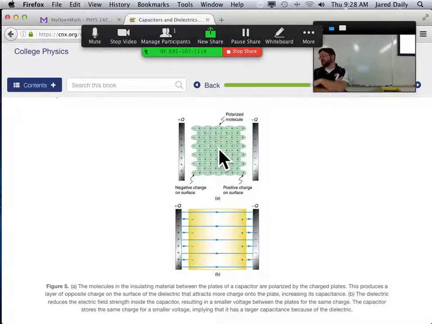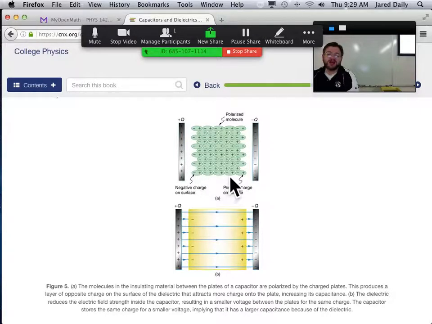Water polarizes, for example. Water is an insulator. It is not a conductor. Water is only a conductor when it's contaminated with things like salt and sugar and dirt and junk like that. But pure water is an insulator. Its molecules will polarize because they will rotate so that their positive end faces negative charges and their negative end faces positive charges. Positive faces negative, negative faces positive.